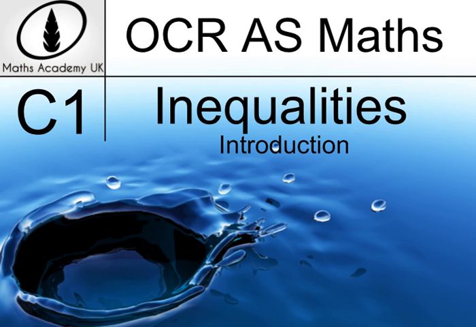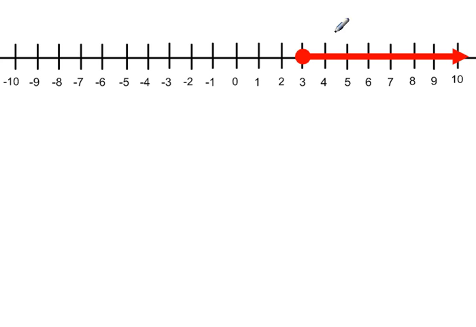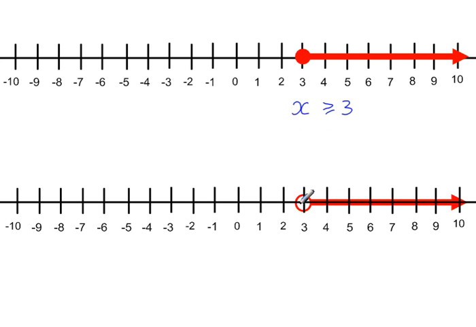An introduction to inequalities. The inequality represented by this red arrow here on the number line is x is greater than or equal to 3. The region represented here, and notice the difference between this shaded in circle and this one that's not shaded in, is x is greater than 3.